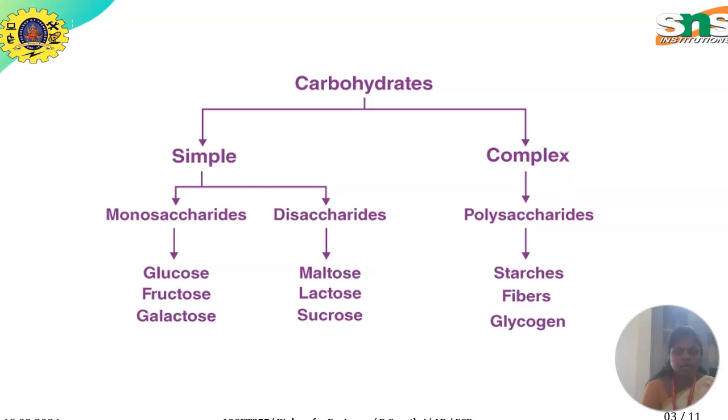The simple carbohydrates are classified into monosaccharides and disaccharides. The monosaccharides include glucose, fructose and galactose. Disaccharides include maltose, lactose and sucrose. The complex carbohydrates are again classified into polysaccharides: starch, fibers and glycan.